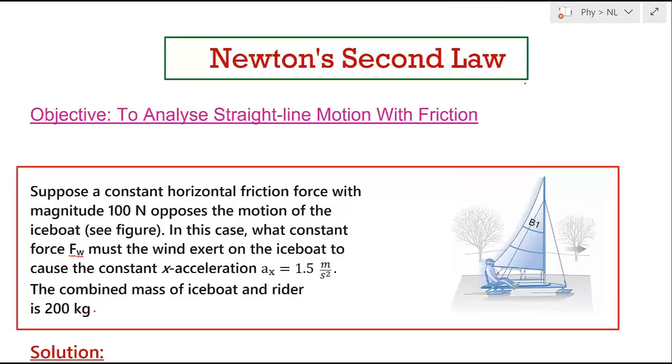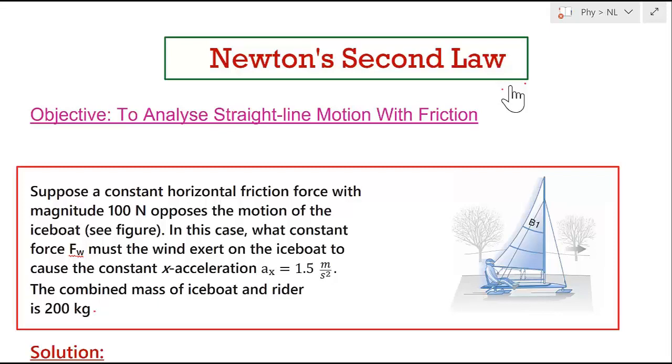Hello friends. In the last video we have seen how to apply Newton's second law when there is no friction present. Now in this video we will see how to apply Newton's second law when the friction forces are also present. So the objective of this session is to analyze the straight line motion with friction, and this we will illustrate using a problem. This problem we have already done without the friction force. The only difference between this problem and the previous problem that we have done in the past video is that there is a friction force in this case.